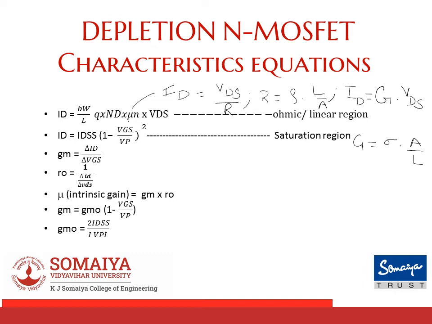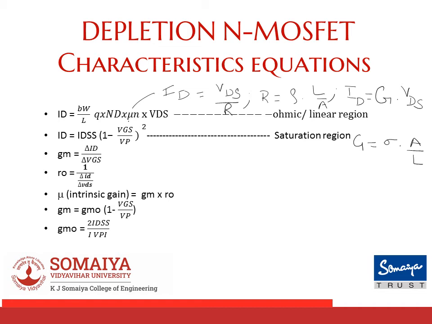I know my definition for R, that is resistance, is equal to resistivity into L by A, right? And I know resistance is nothing but reciprocal to my conductance G. So I can write ID is equal to G into VDS. G is nothing but conductance, and G can be written as conductivity into A by L.